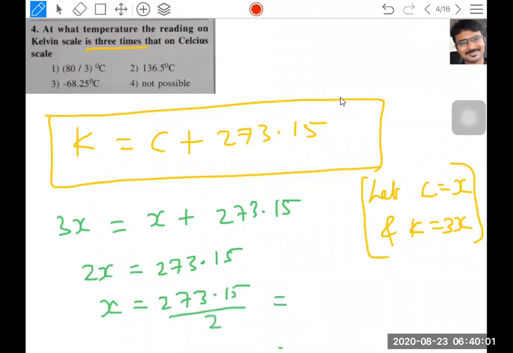So what will we get finally according to the options? We have to get 136.5. If you calculate this one, you'll get the exact reading. I hope you are clear how to handle this problem now. That is simple: Kelvin and Celsius they told. So take the relation. Remember always the Kelvin and Celsius relation, K equal to C plus 273.15. Given centigrade as x, Kelvin as 3x, substitute, and we'll get this problem.